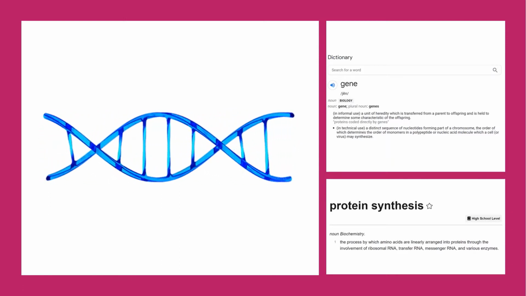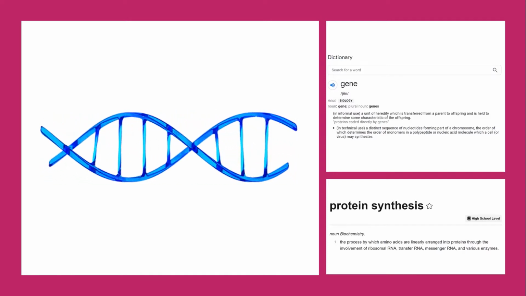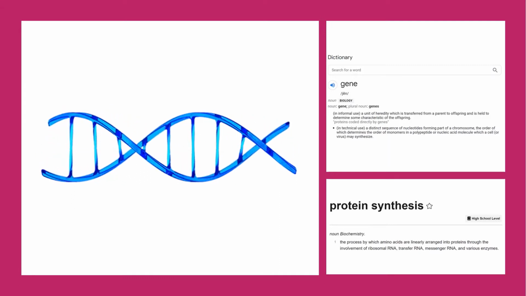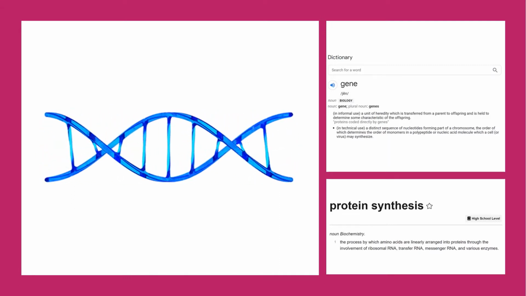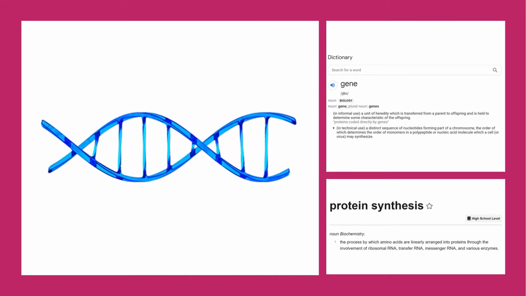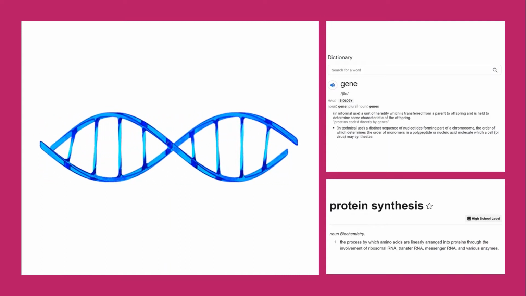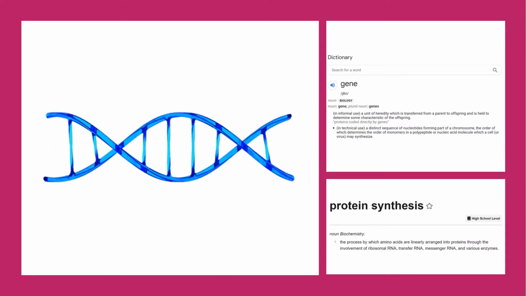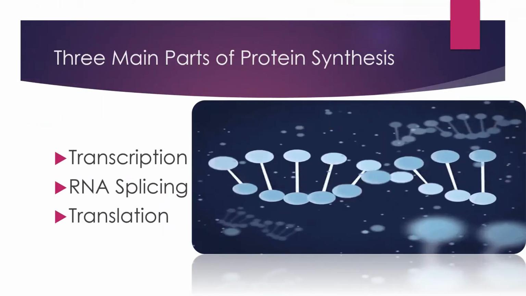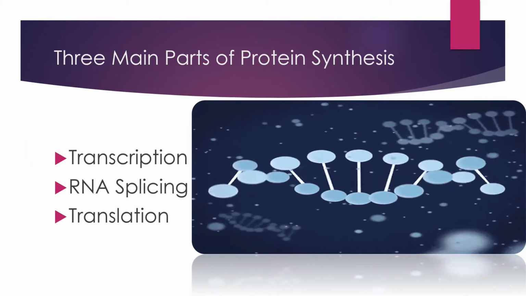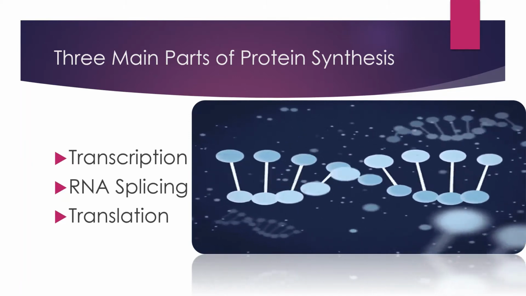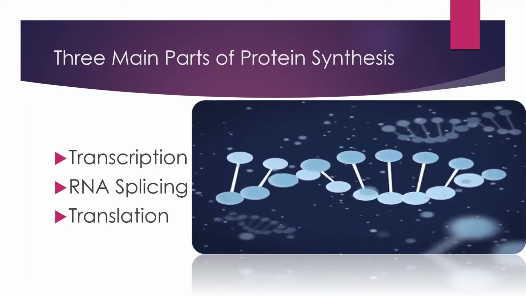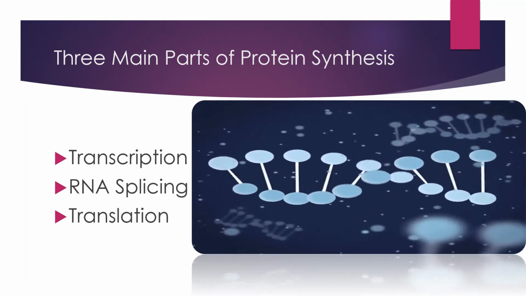The instructions for making proteins are genes. A gene is a distinct sequence of nucleotides forming part of a chromosome, the order of which determines the order of monomers in a polypeptide or nucleic acid molecule which a cell or virus may synthesize. There are three main parts of protein synthesis: transcription, RNA splicing, and translation.